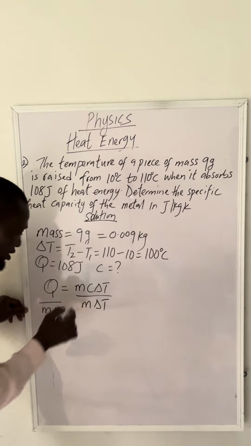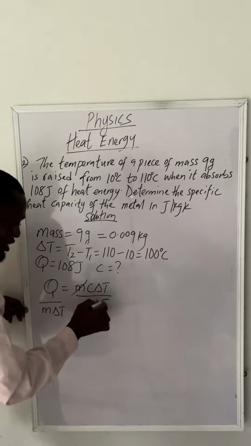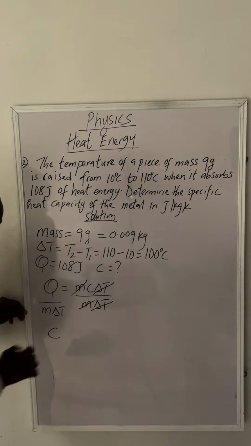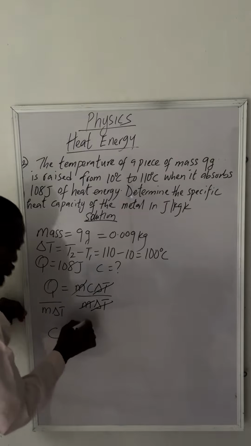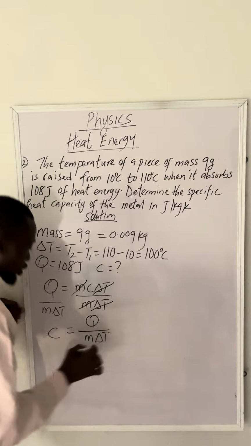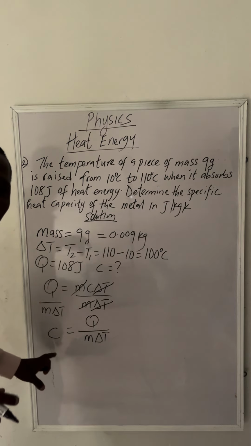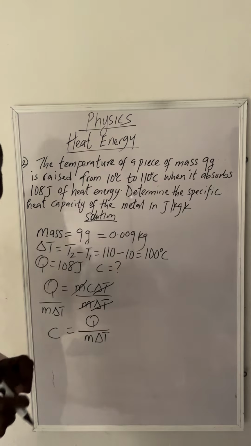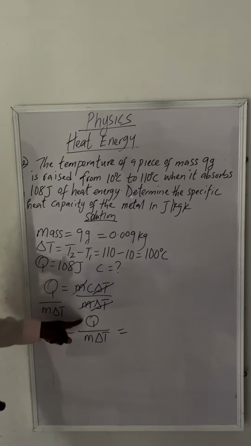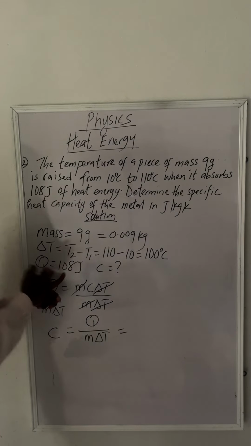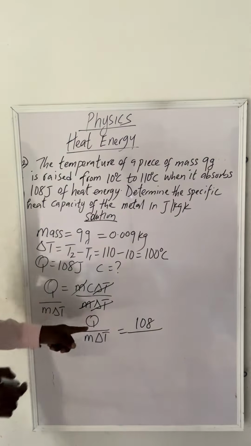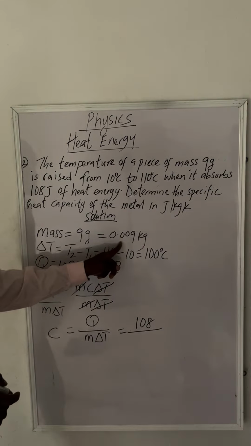Do you know why? This M will cancel this M, and this delta T will cancel this delta T, so that we can have only C equals Q over M delta T. This time we say that C is now the subject of the formula because it is standing alone. So all we need to do now is put 108 anywhere we have Q, because Q is 108. So 108 divided by, then anywhere we have mass, we put 0.009.